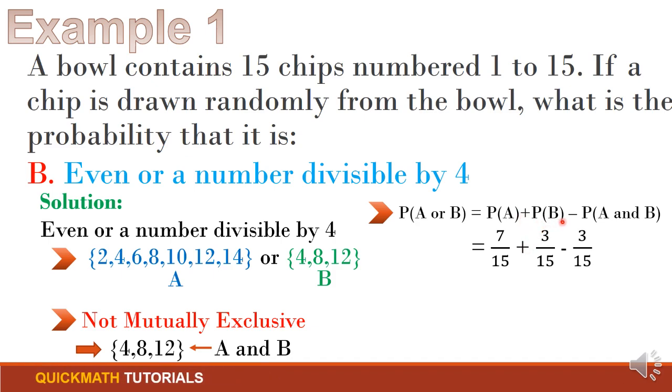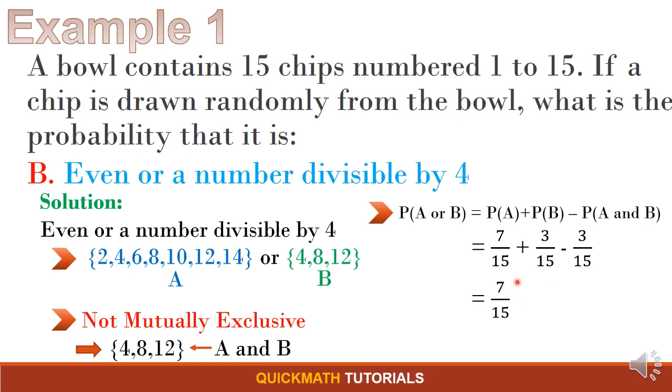Plus, probability of B, we have 3 over 15. 3 because we have 3 elements in event B. We have 1, 2, 3. Minus the probability of A and B. So we will look at the elements that are common in A and B. So we have 3 elements. We have 1, 2, 3. So we will have 3 over 15.